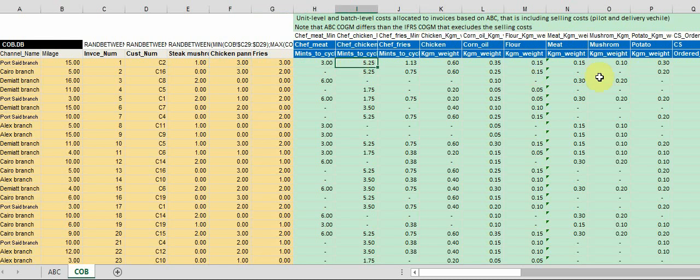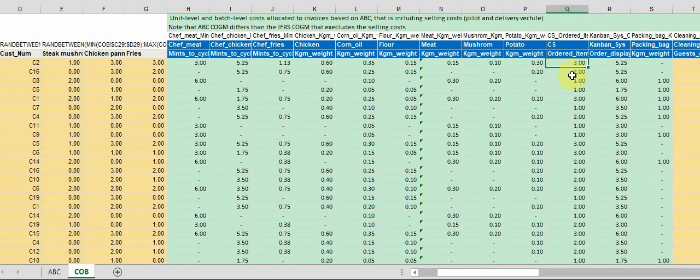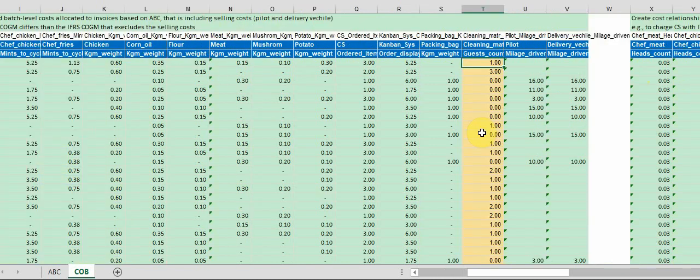and so on for all the other ingredients. The customer service officer regarding this invoice took 3 orders, 3 kinds of requests from the customer. Regarding the Kanban system, the screen in which the customer service delivers the request to the kitchen, this invoice appeared on the Kanban system screen for 5.25 minutes. That is the maximum time of the 3 chefs, and because this invoice is served in the restaurant, there is no pilot or vehicle or packing.